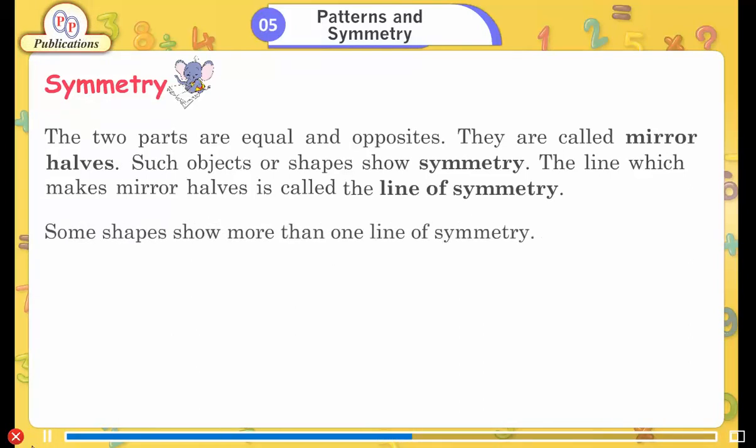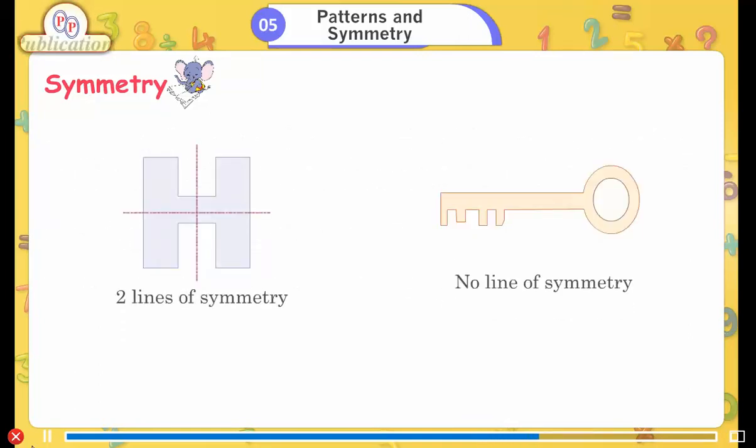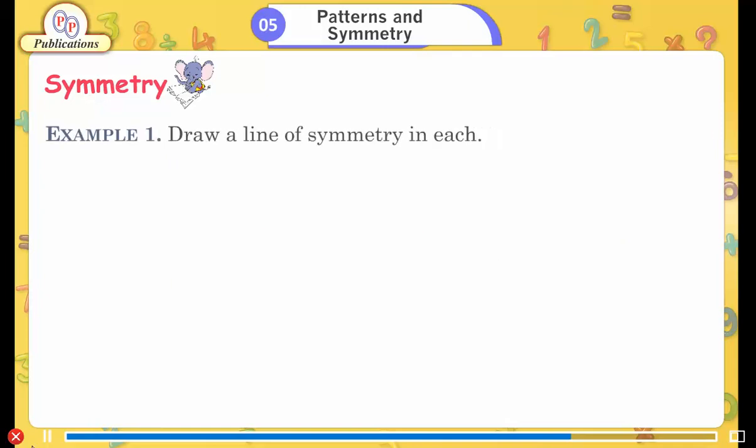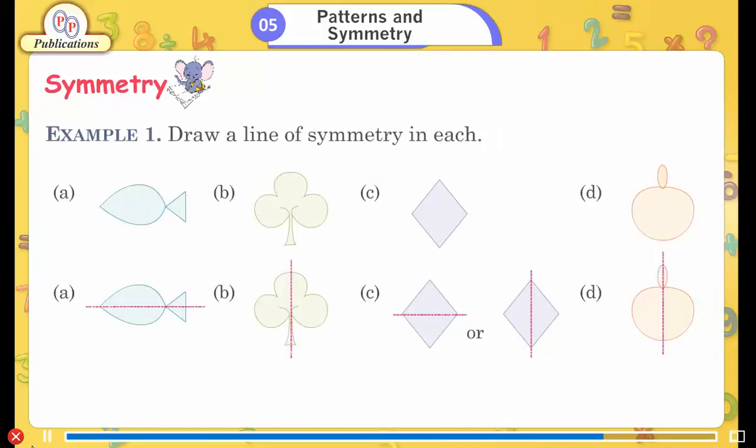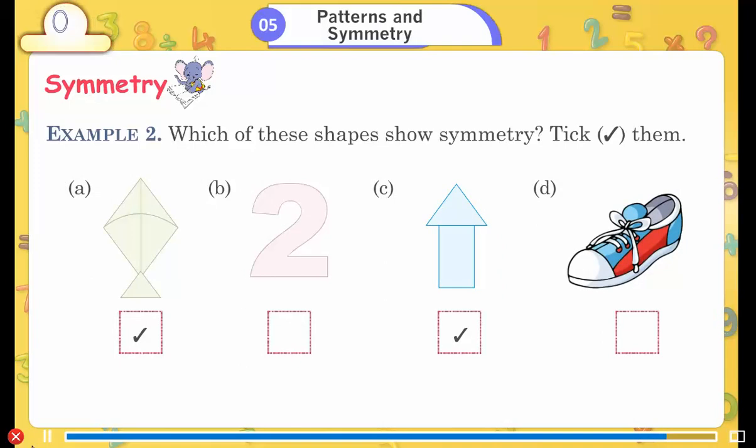Some shapes show more than one line of symmetry. Some shapes do not show symmetry at all. Two lines of symmetry. No line of symmetry. Example 1. Draw a line of symmetry in each. Example 2. Which of these shapes show symmetry? Tick them.